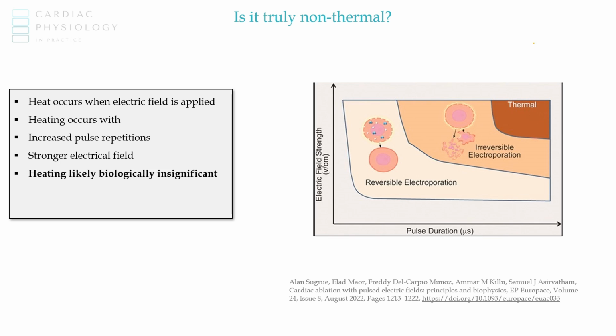The heating that is created by pulse field ablation is likely biologically insignificant, with some recent studies showing that heating was detected on an esophageal temperature probe, which was placed at the time of a pulmonary vein isolation, but the temperatures never really rose above 41 degrees Celsius.